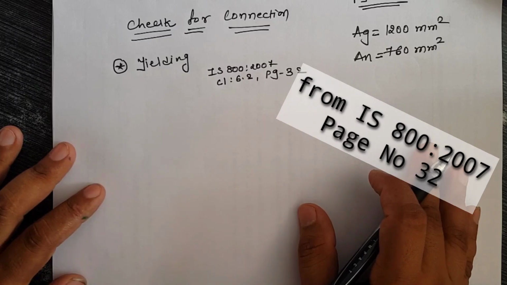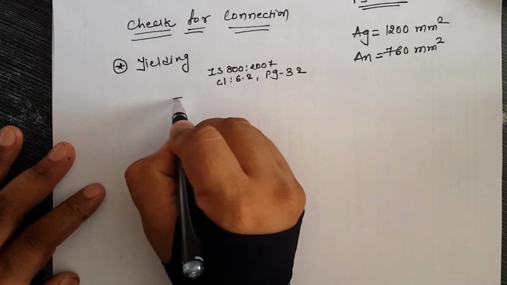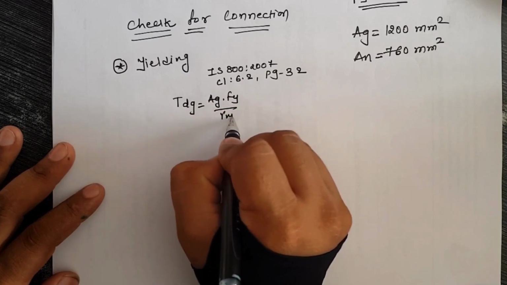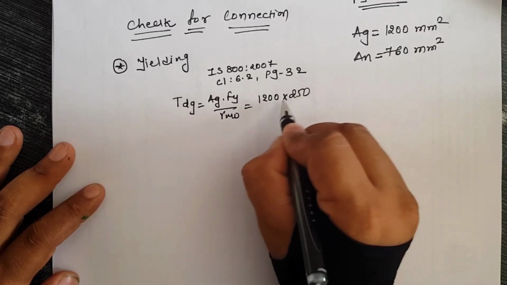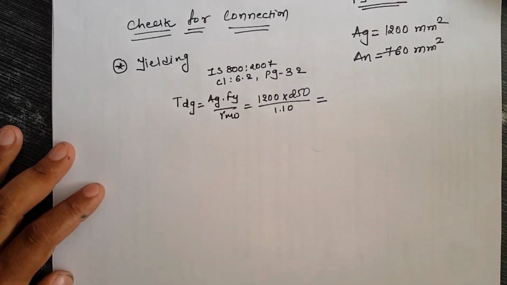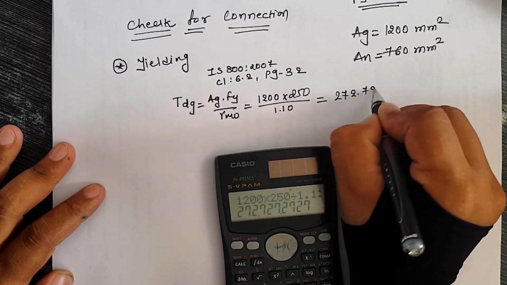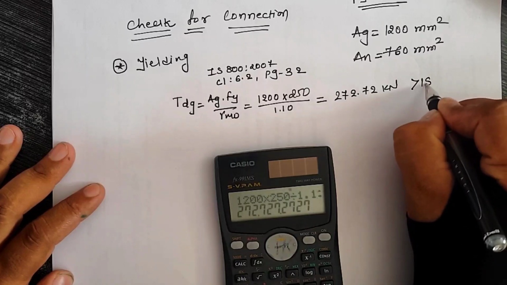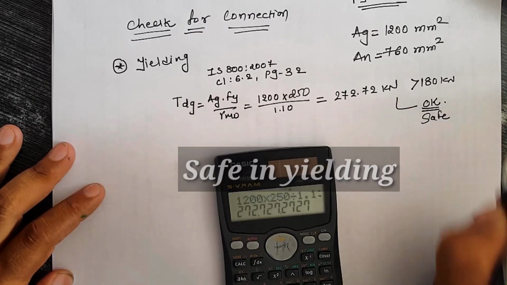and according to clause number 6.2, page number 32 from IS 800:2007, we have the equation for the yielding. TDG is equal to AG Fy by gamma m0. Now AG we have taken as 1200 mm square, Fy as 250 Newton per mm square, and gamma m0 is 1.10 from table number 5, page number 30. It is 272.72 in terms of kilonewton. Now we have the design load as 180 kilonewton, and this value is greater than 180 kilonewton. It means it is safe in the yielding, or we can say that it is an okay connection.